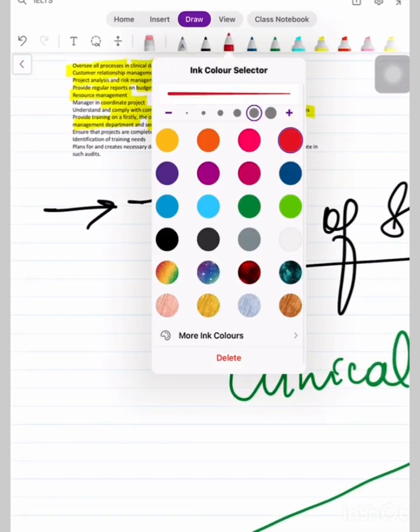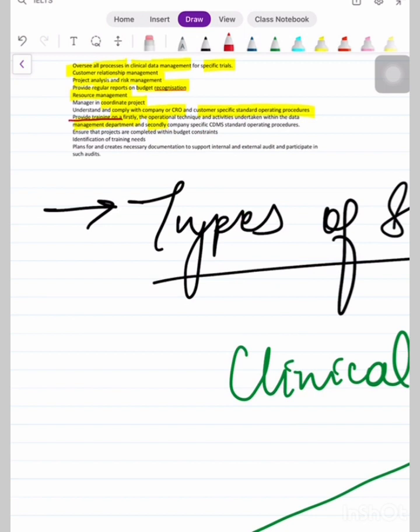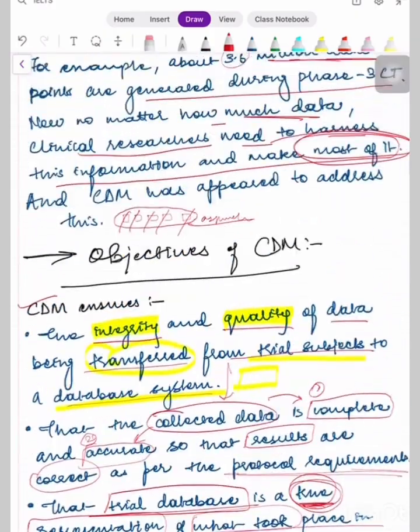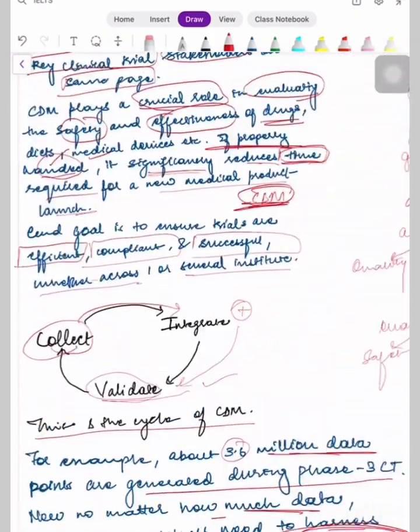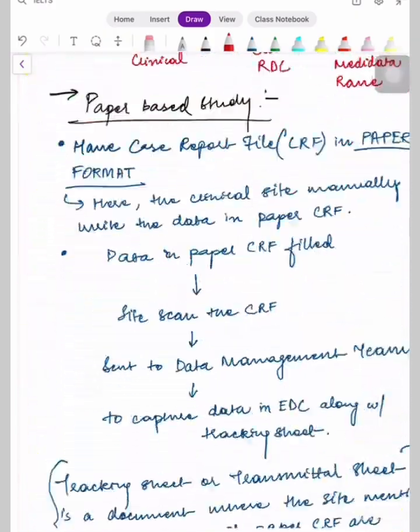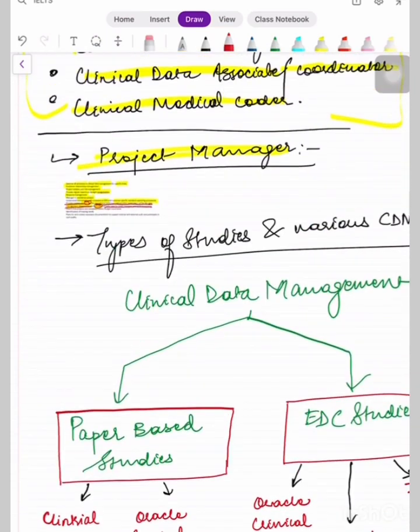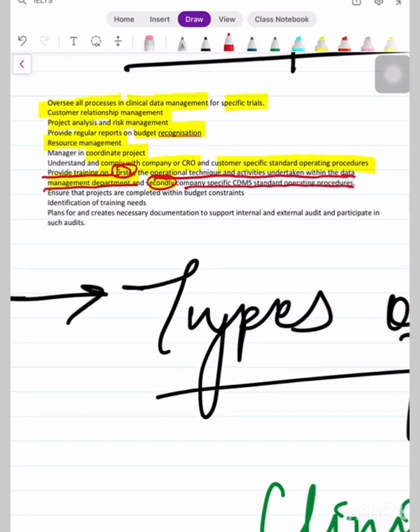they are saying provide training. You are going to provide training on firstly the operational techniques and activities undertaken within the data management department, and secondly company specific CDMS standard operating procedure. Ensure that projects are completed within the budget constraints, identification of training needs, plans for and creates necessary documentation to support internal and external audit and participate in such audits.